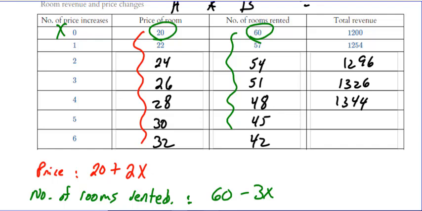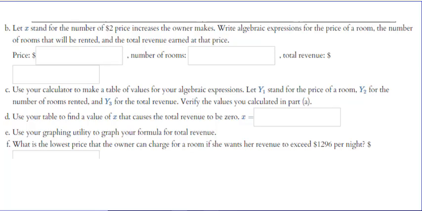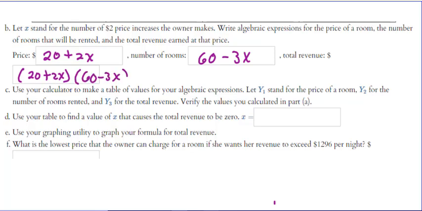So let's come over to the next side. Okay, so the price would be 20 plus 2X. Number of rooms would be 60 minus 3X for the total revenue of 20 plus 2X times 60 minus 3X, right? So that's really what we're given. Okay, so that's the quadratic. Total revenue would be these two multiplied together, which would give us a quadratic. So there are 2 linear things being multiplied to give us the quadratic, is what you got to really keep in mind. Use your calculator to make a table.